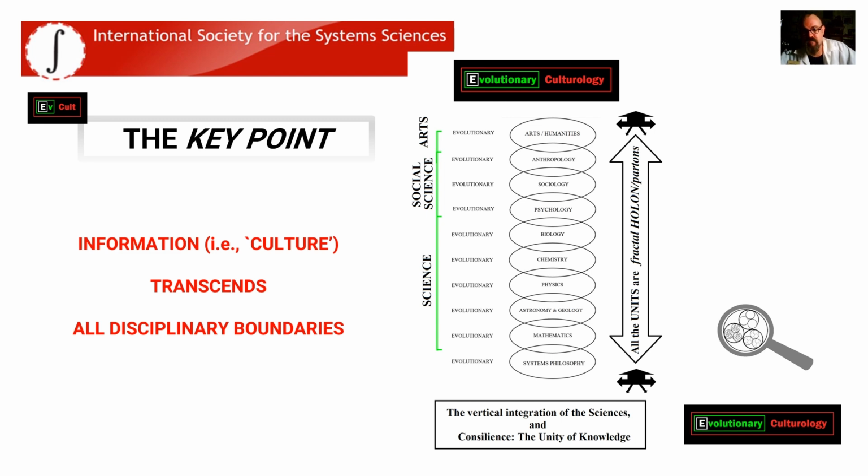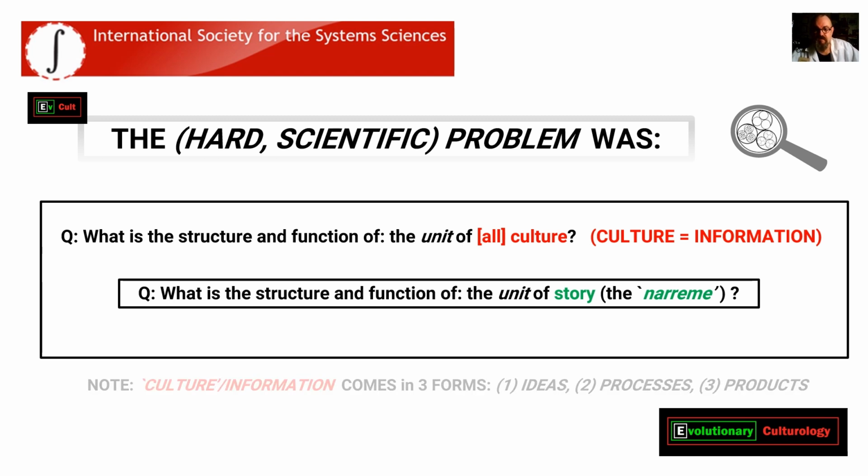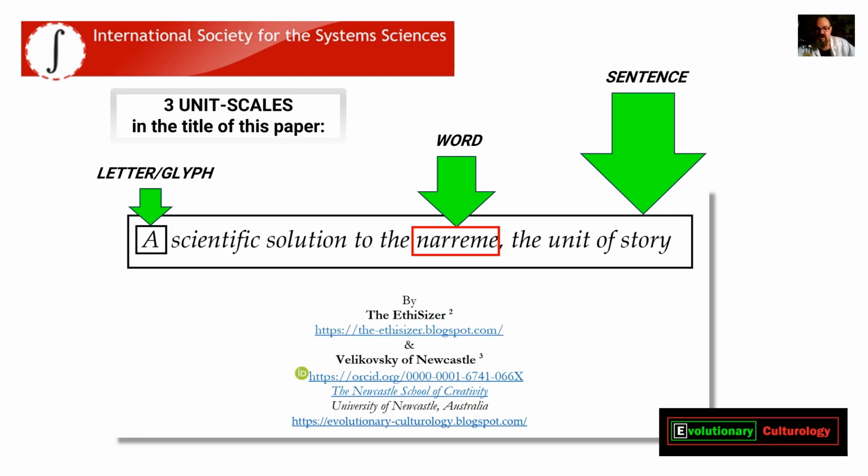Looks nice and neat now, a bit more orderly rather than messy and chaotic, once you've got your units, levels, laws and mechanisms sorted. Next. So that was the two problems, the sort of foreground problem and the background problem. Next. Yep, we already covered that. Next. And then we looked at the 3 unit scales of the title of the paper, the letter, the word, the sentence, all obeying the 3 laws of fractal Holon partons on their scale levels. Next.